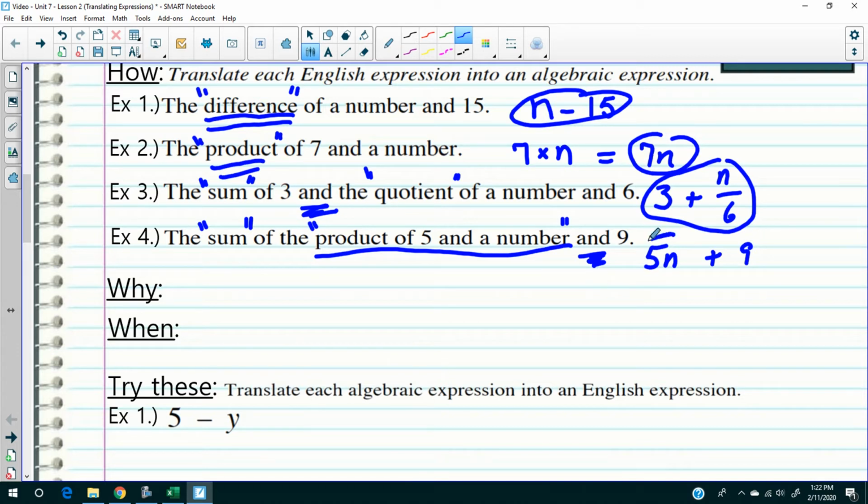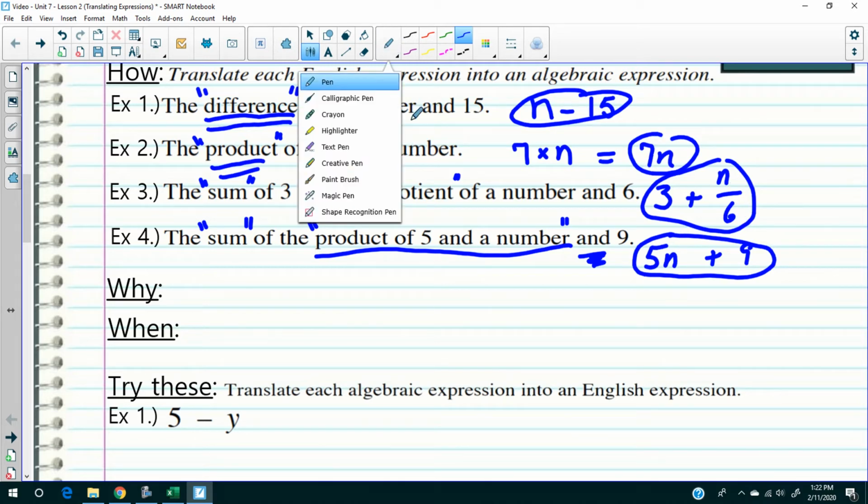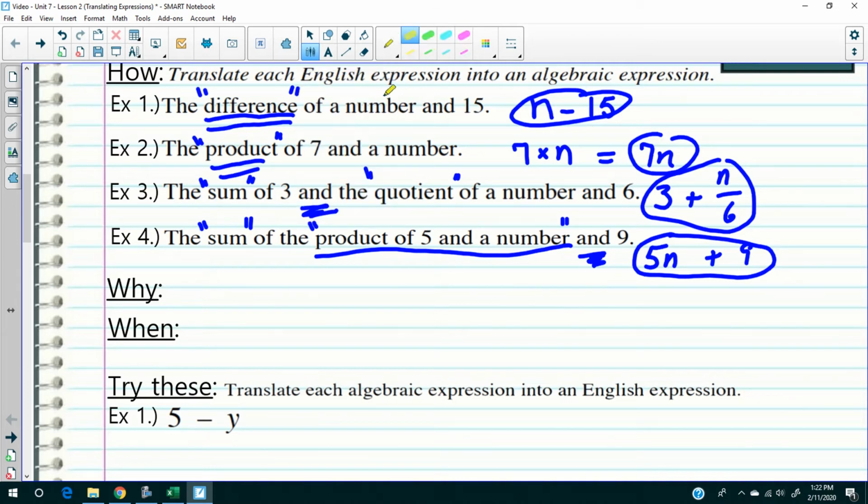Okay, so these are tough. These are tough because you're not used to doing this. You're not used to turning words into expressions. Even when you're translating, you're used to translating words into numbers. But now we have expressions, meaning these variables, which are all represented by a number.